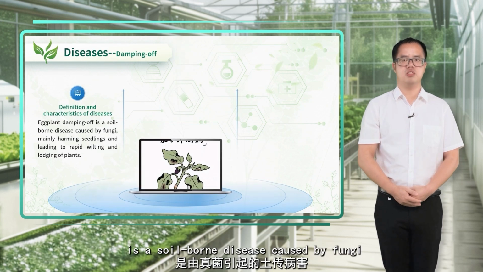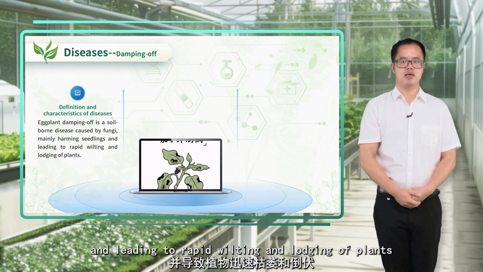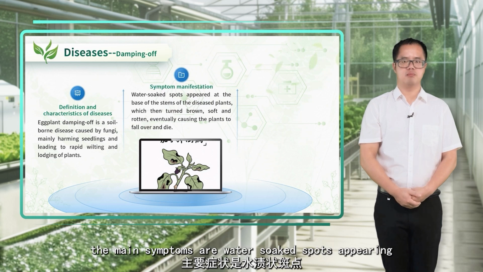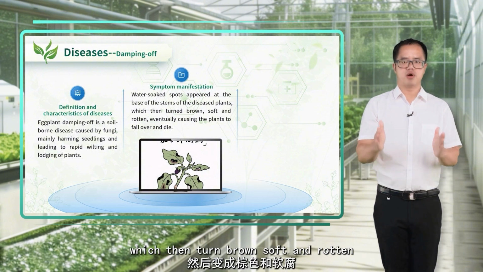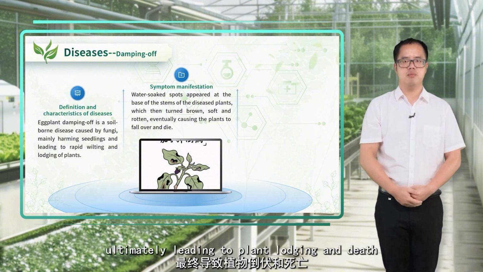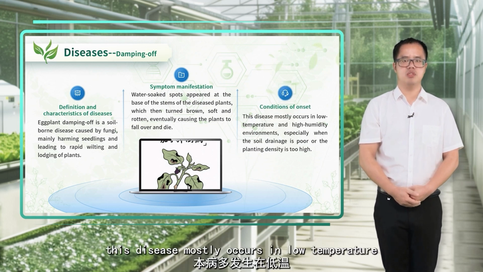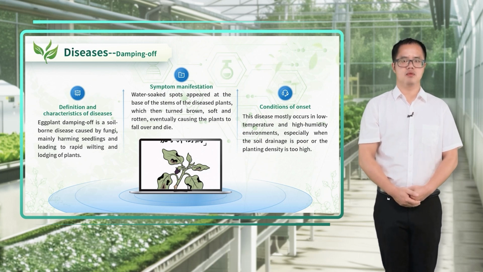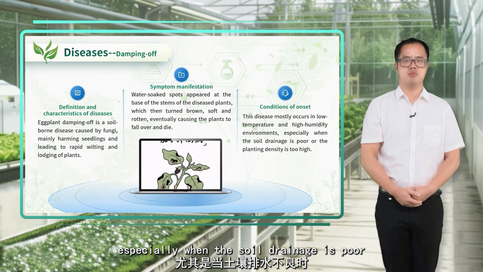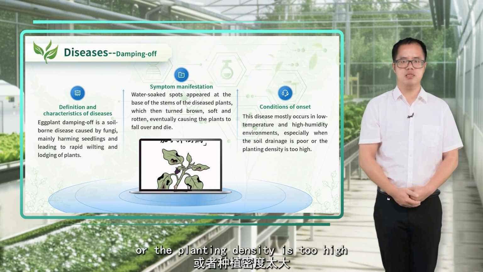Eggplant damping off is a soil-borne disease caused by fungi, mainly harming seedlings and leading to rapid wilting and lodging of plants. The main symptoms are water-soaked spots appearing at the base of the stem of the diseased plant, which then turn brown and soft rotten, ultimately leading to plant lodging and death. This disease mostly occurs in low temperature and high humidity environments, especially when the soil drainage is poor or the planting density is too high.